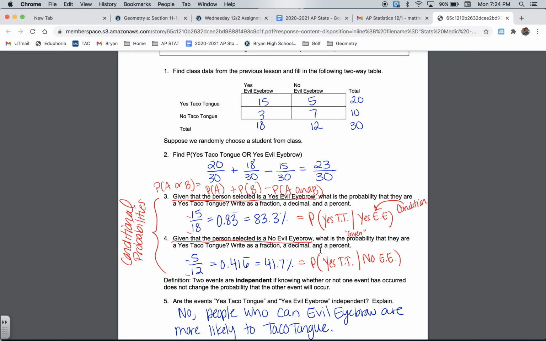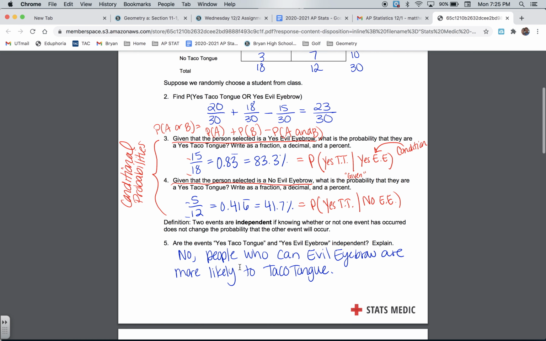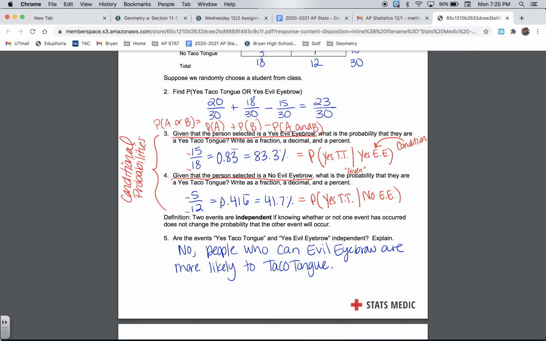So this little notation here is "given no evil eyebrow." So given that there's 12 people, 5 of those can do taco tongue. So 41%. All right, so that's conditional.